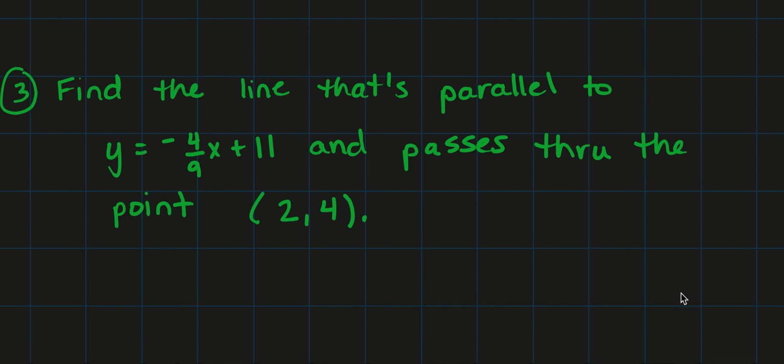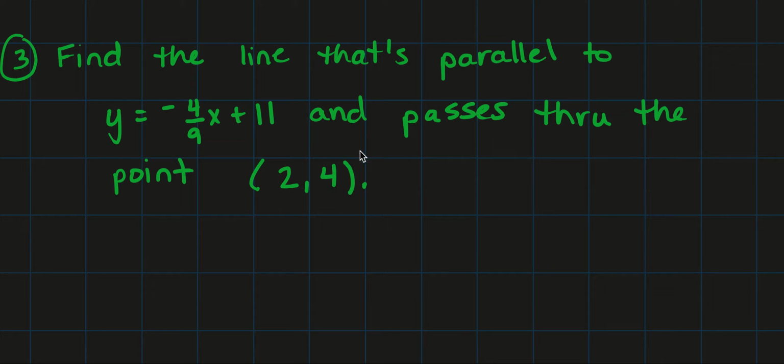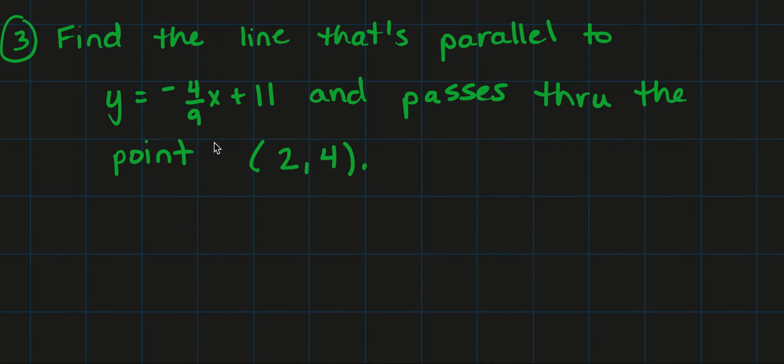I'm going to do 2 more problems. This time I'm not going to draw anything. I just want to follow the rules. So we're going to find the line that's parallel to this line and passes through this point. So y is equal to negative 4/9 x plus 11. So the slope of my parallel line is also going to be negative 4/9.